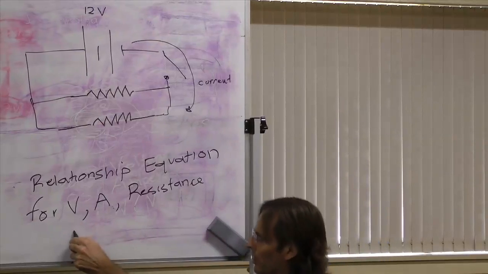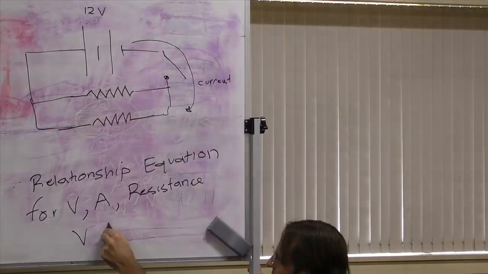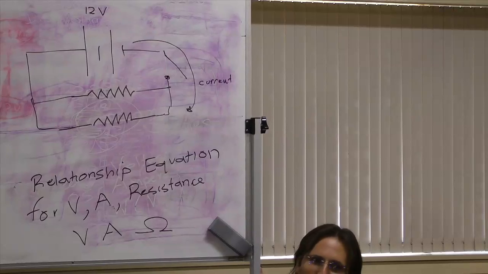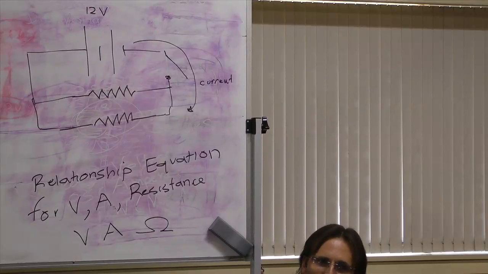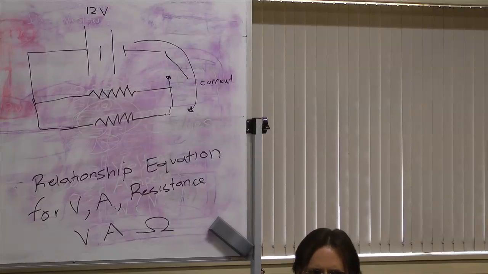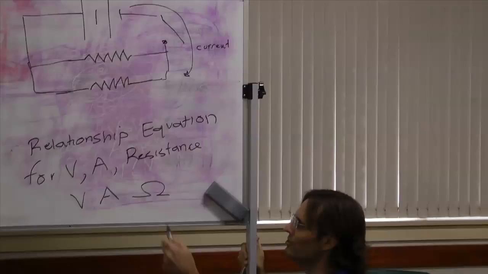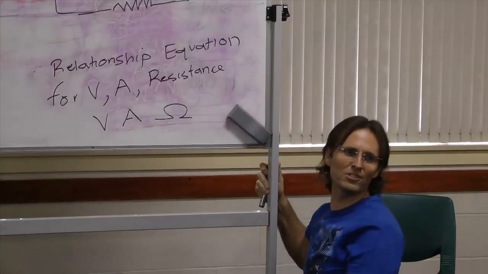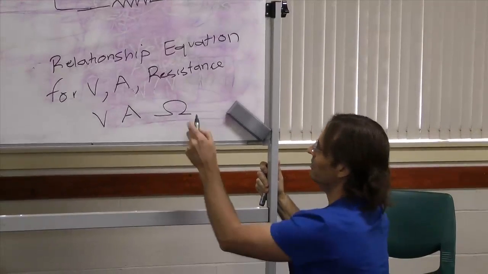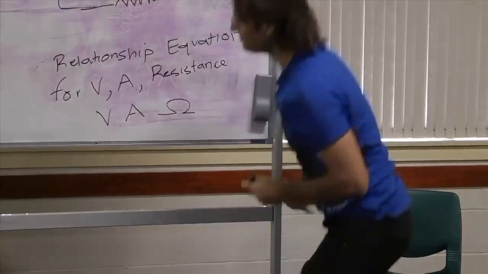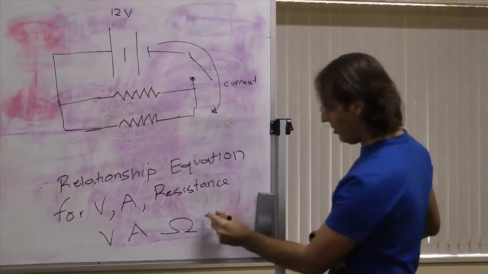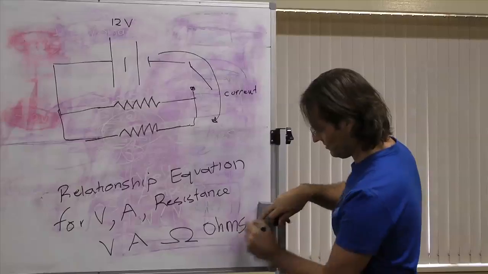Now, I've told you voltage is volts, I've told you current is amps, resistance is measured in ohms, which is a symbol like that. It's just a simple symbol designed so that we look at it electronically and go, yeah, that's ohms or that's resistance. It's the Greek letter omega. A Greek letter omega. Yep. How is ohms spelt? O-H-M-S.